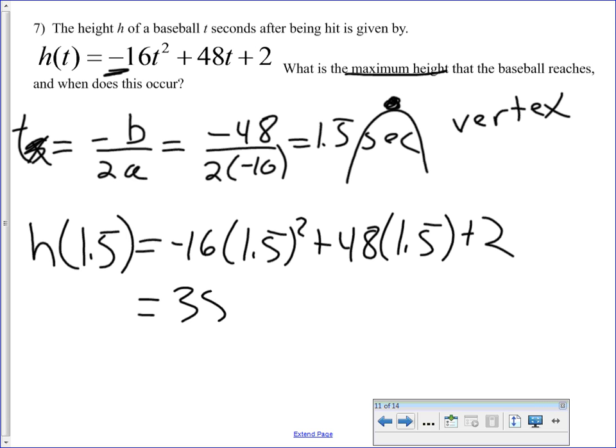And you get a height of 38 feet. So the maximum height the baseball reaches is 38 feet at a time of 1.5 seconds.